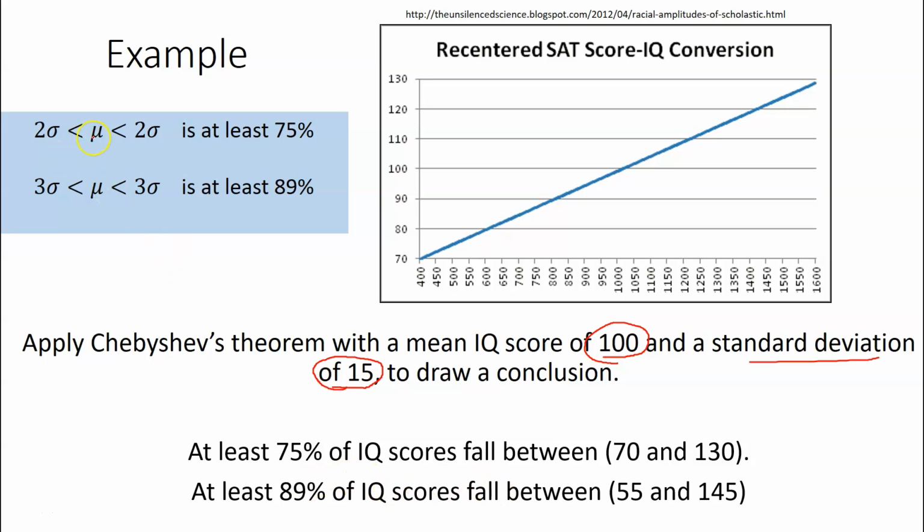Okay, so now we're going to go 3 times. 3 times 15 is 45. So 100 minus 45 and 100 plus 45. Still the same idea. I've got to triple it this time. That will give me 89%, which is 100 minus 45, 55, and 100 plus 45, of course, 145. That's Chebyshev's theorem. We'll use it a little bit, but not very often in this class.